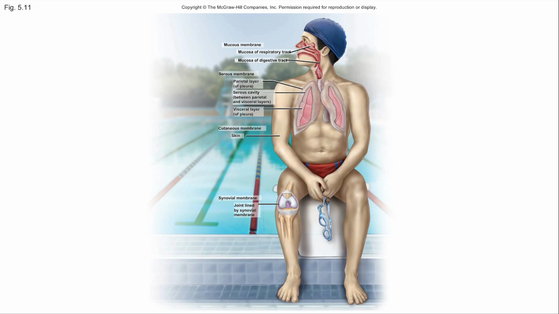This textbook figure shows representative examples of each type of membrane. There are mucous membranes in the respiratory tract and the digestive tract. There are serous membranes around the lungs as well as around the heart. There's a cutaneous membrane found all over your skin. And then there are synovial membranes found in the joint cavity of each of your major movable joints.